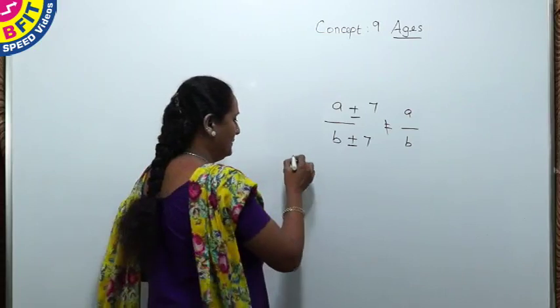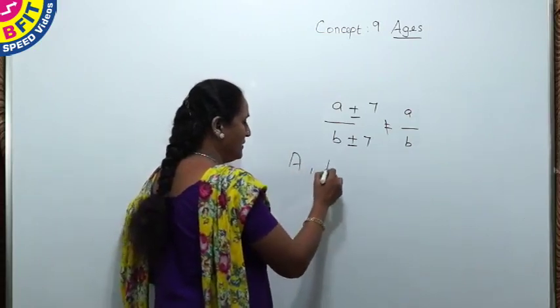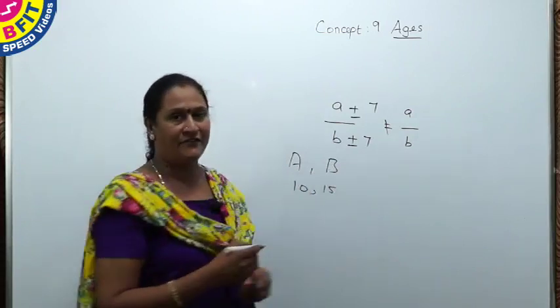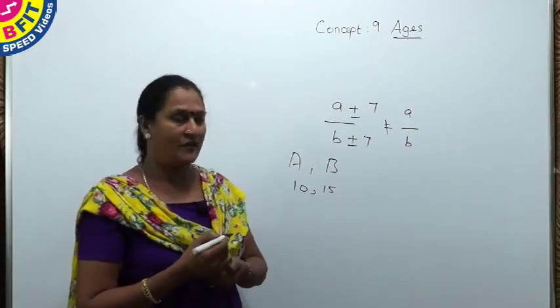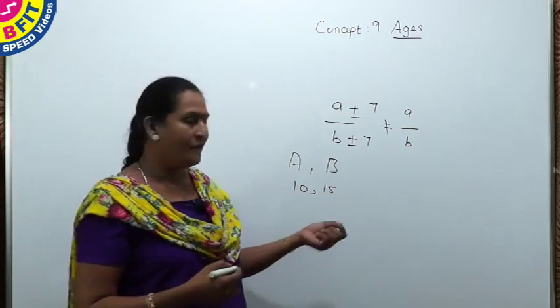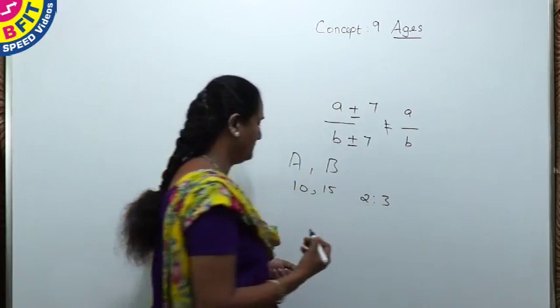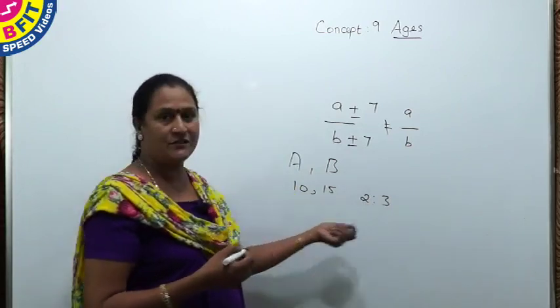Say for example, there are two persons A and B. Let their ages be 10 and 15 years. What is the ratio of their ages? 10 and 15, when simplified, you get 2:3. So the ratio of their ages is 2:3.